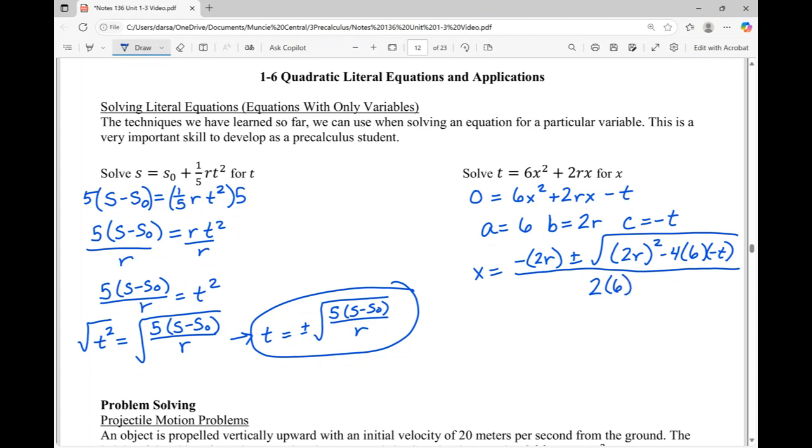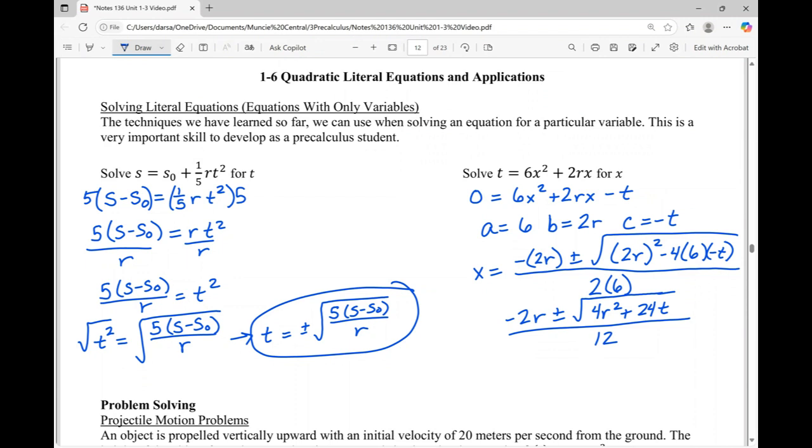All right. Well, the only thing left to do is to simplify a little bit here. So what do we have? We have negative 2r plus or minus the square root of 4r squared, because when we square two things multiplied, both the 2 and the r have to square. Negative times the negative is going to give us a plus. 4 times 6 is 24. And then that's also times the t, all over 12.